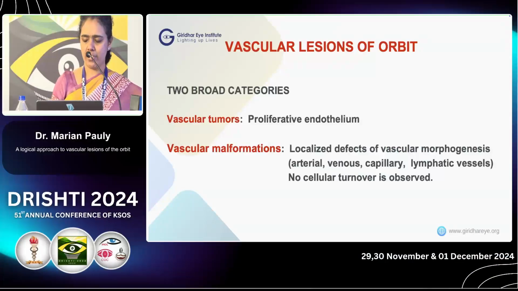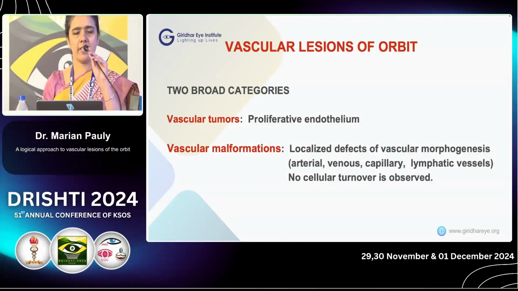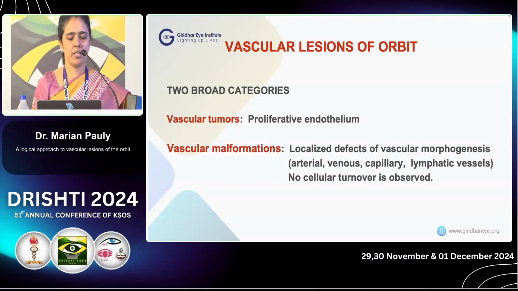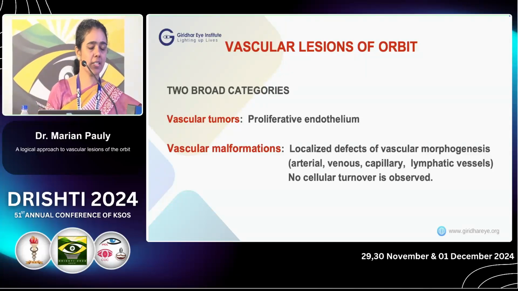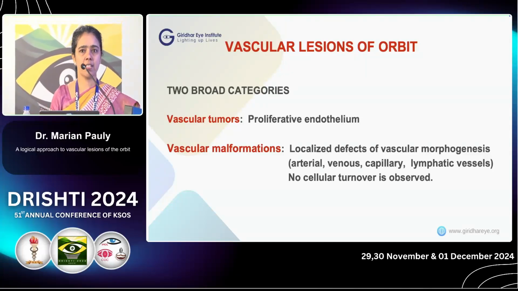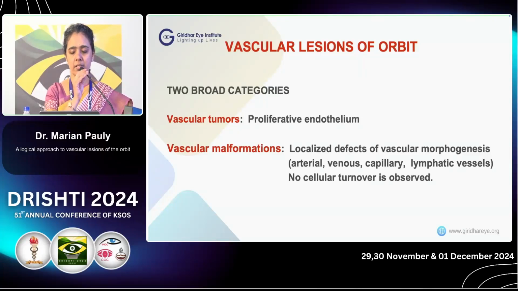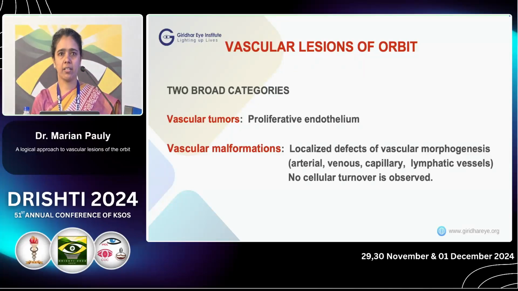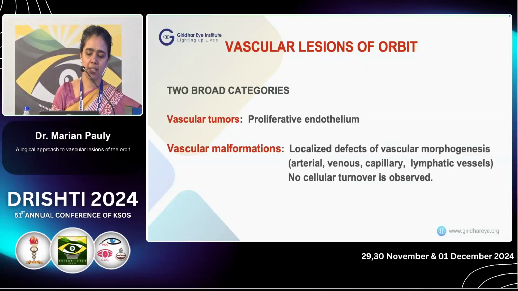So, vascular lesions of the orbit: I will just show a practical approach. There are two broad categories. One is tumor, where you get a proliferative endothelium. Second is malformations. Malformation is a localized defect in the vascular morphogenesis that can be in the artery, vein, capillary, or lymphatics. Here there is no cellular turnover. That's the difference between a tumor and a malformation.